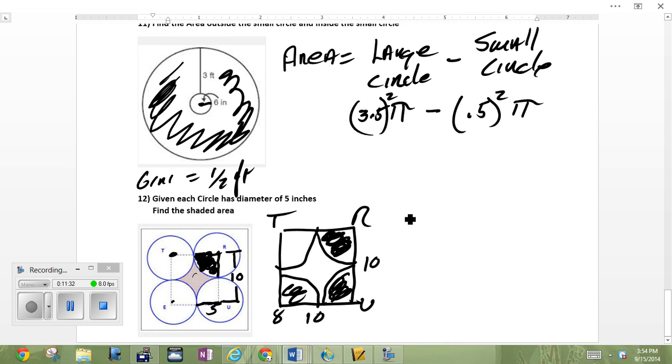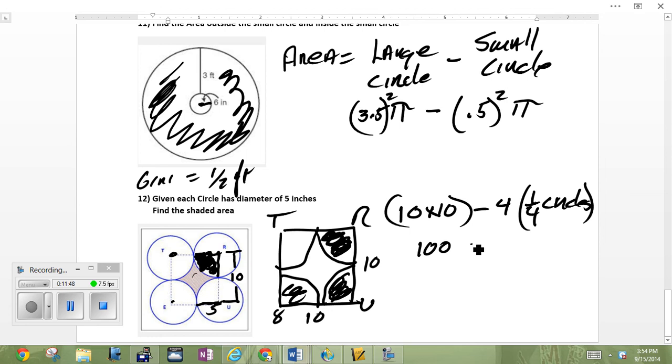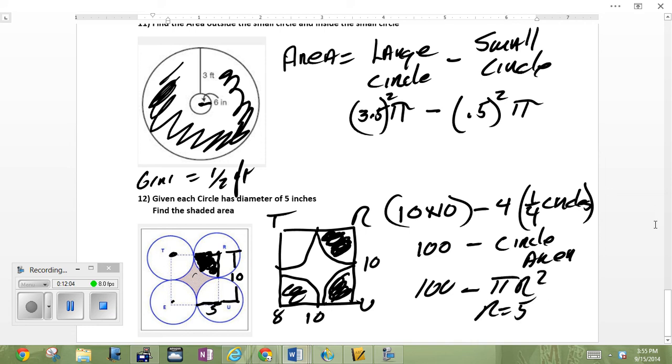So basically I got 10 by 10 minus 4 of 1/4 circles. Well, 4 of 1/4 circles is a whole circle. So it's 100 minus the circle area, which is going to be what? What's the radius of the circle? 5. So it's 100 minus pi r squared. R is equal to 5, so it's 100 minus 25 pi. Okay, there you have it.